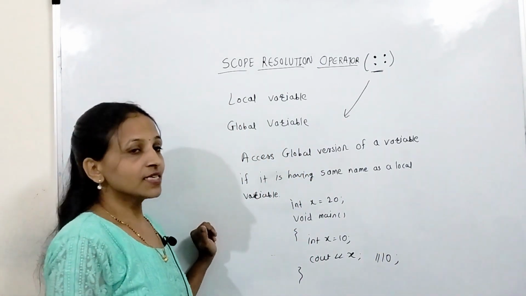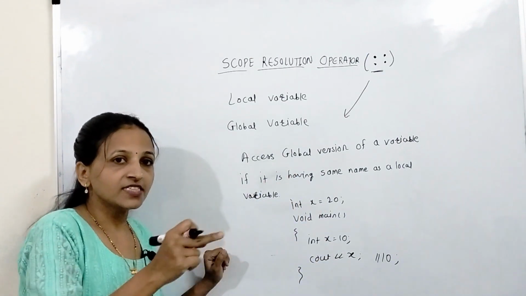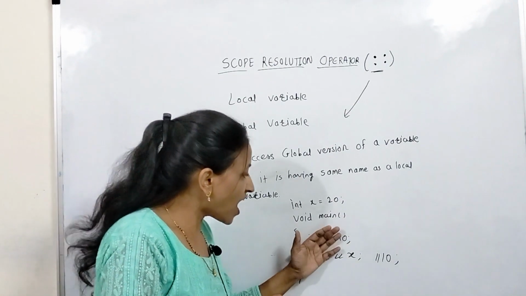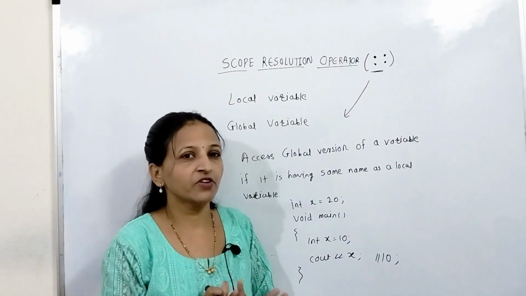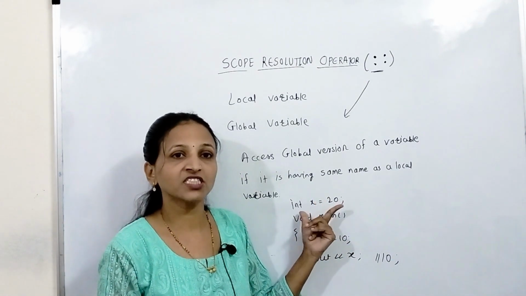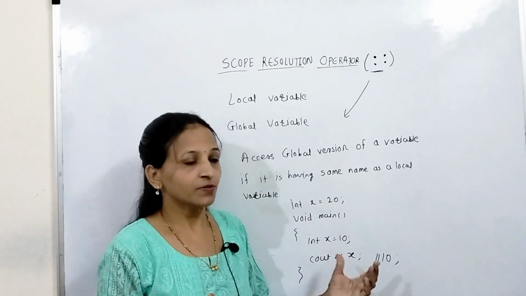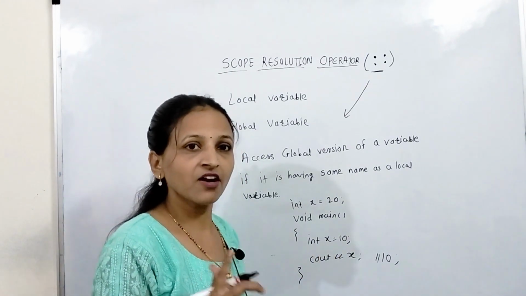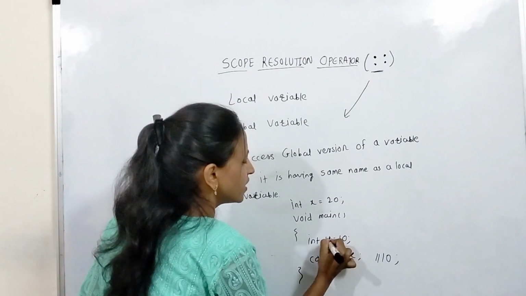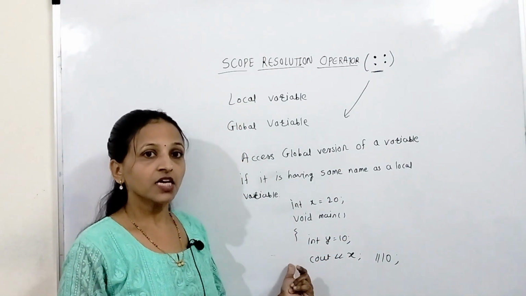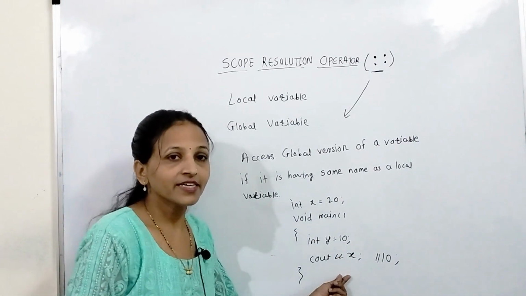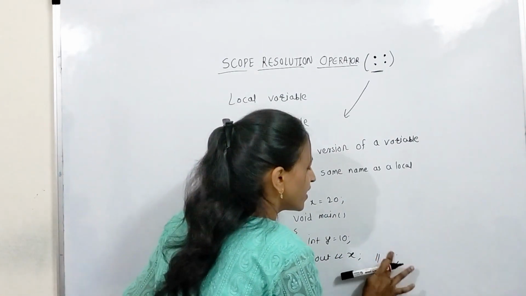Why? Because the local variable always has higher priority than global, and the local variable will hide the global version of that variable. Will hide means here you cannot access that x, because it is hidden now, as the local variable has the same name as the global. If here we have a different variable, let it be y, then this one will be considered and the output will be 20.